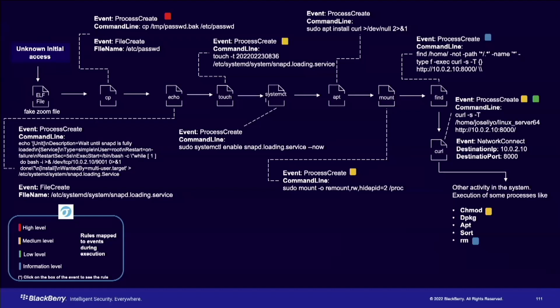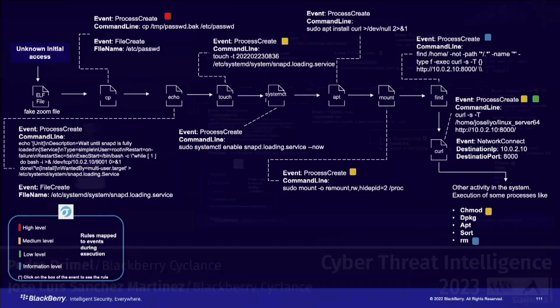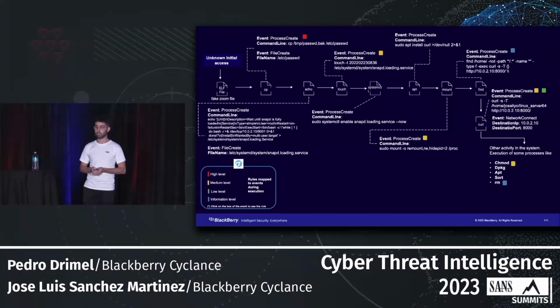I will just comment briefly that you can see different colors on the screen. The colors represent the severity of the Sigma rule that is triggering on some specific behavior in the system. So, for example, the red box is related to a process create event, which means there is a Sigma rule with high severity detecting that specific behavior. And the cool thing here is that if you click on a specific box, you are taken to the Sigma rule, to make it easy and simple. So, as you know, after the summit you are going to get the presentation and you can click and see those different behaviors that we are triggering during the execution.